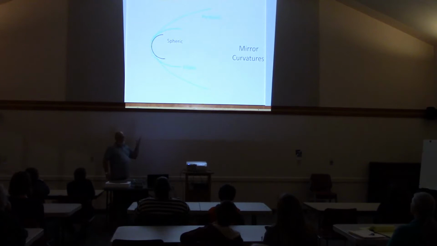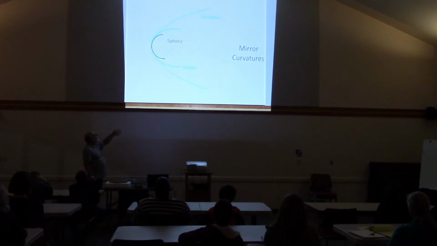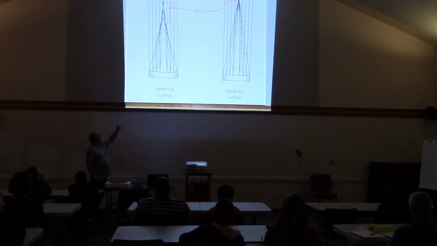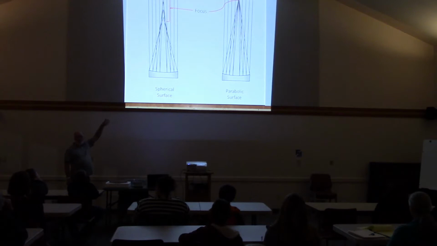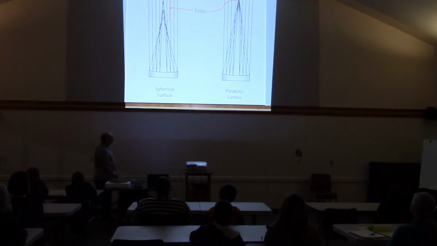Now mirrors come in several curvatures. People have been playing with the different curves all along. Parabolic and hyperbolic are the most common ones now. A spherical mirror, you see here, doesn't reflect all the light to one area. You have a very long focal plane, not a focal point. The parabolic surface goes to a focal point. And at very long focal lengths, this spherical surface will approach what you would get with a parabolic surface. Above F15, it's hard to tell the difference.